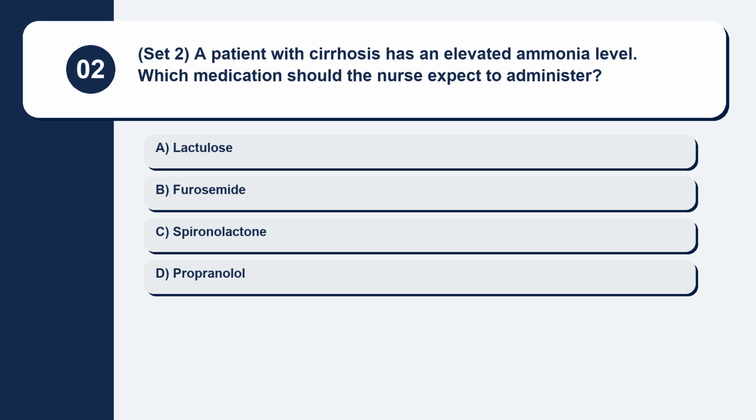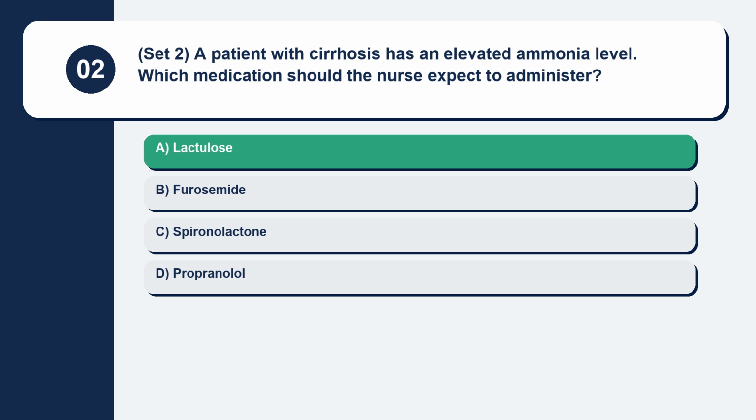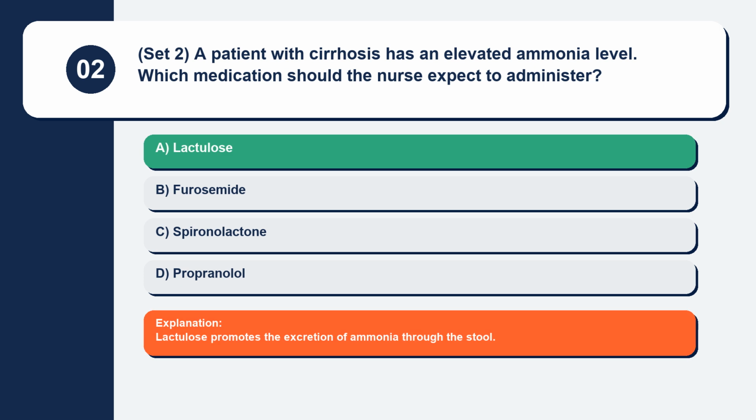Question 2. Set 2. A patient with cirrhosis has an elevated ammonia level. Which medication should the nurse expect to administer? Lactulose, furosemide, spironolactone, propranolol. Lactulose promotes the excretion of ammonia through the stool.